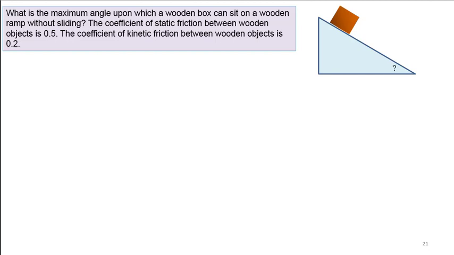With this problem, we can get some practice dealing with static friction and also objects on an incline. So press pause, do your best. If you have no idea what to do, at least try to write a free body diagram. At least try to work with the free body diagram.